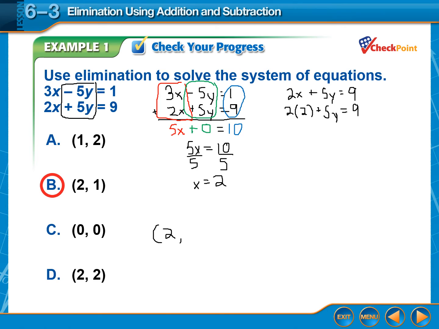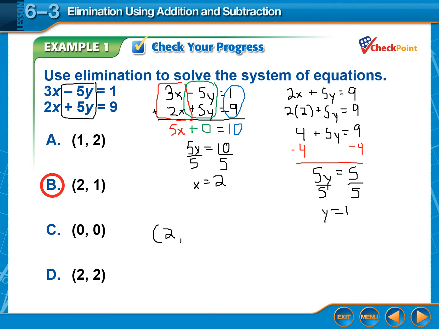So 2 times 2 is 4, plus 5y equals 9. Then I need to solve for y, so I'm going to take away that 4 from both sides of the equation. So we take away the 4 here on the left, we take away 4 from the right. What we're left with, 4 minus 4 is 0, so all that's left on the left-hand side is 5y. And on the right, 9 minus 4 is 5. We solve for y by dividing both sides by 5. So y is equal to 1.